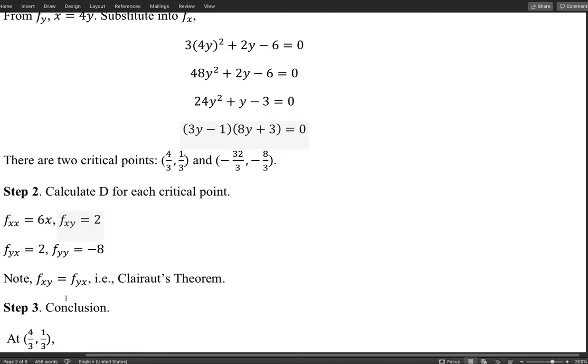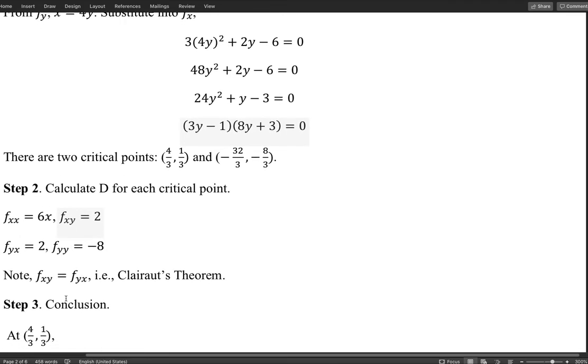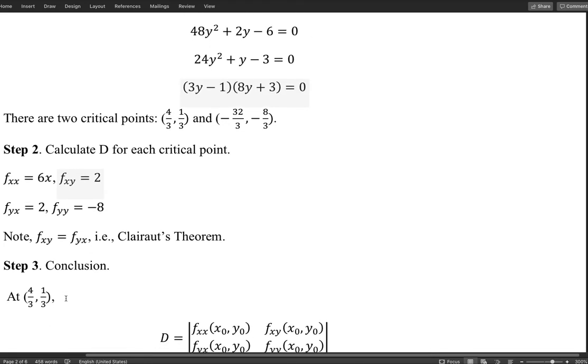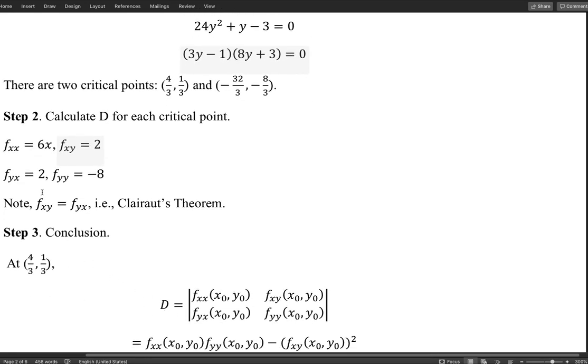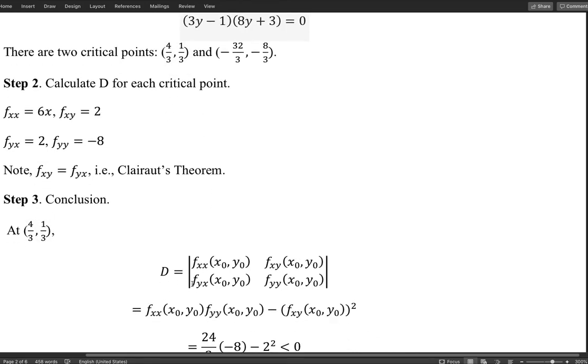Okay, and then I calculate the determinant, a D for each critical point. I consider 4/3 and 1/3 first. So this is how D is arranged. That's the determinant of a 2 by 2, so indeed this is the formula. And then I plug in at the critical point. I'm considering this critical point here, x naught, y naught, this ordered pair.